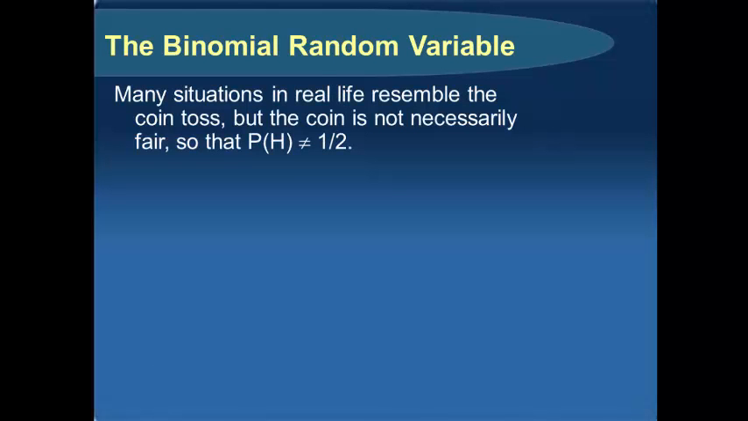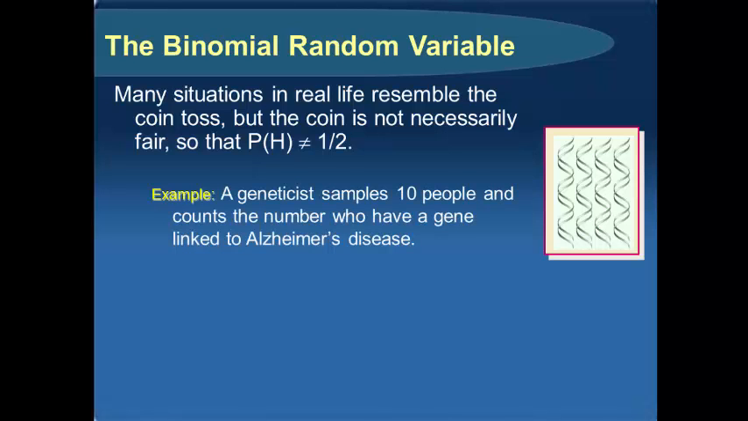Many situations in real life resemble the coin toss, but the coin is not necessarily fair, so that the probability of getting a head is not equal to 1/2. Example: a geneticist samples 10 people and counts the number who have a gene linked to Alzheimer's disease.